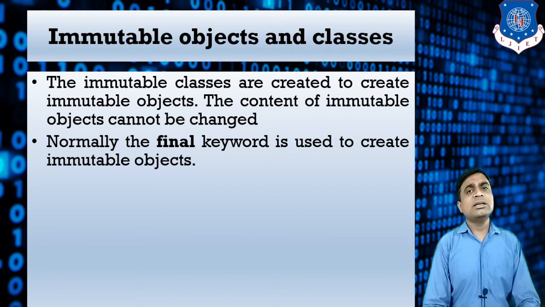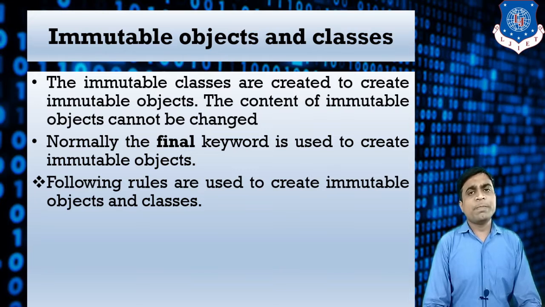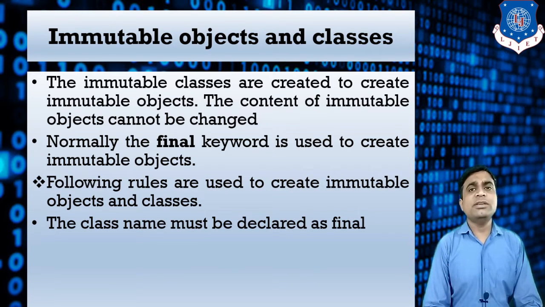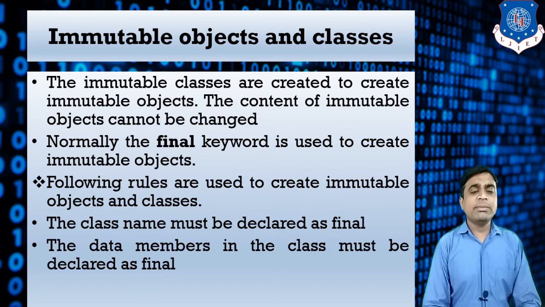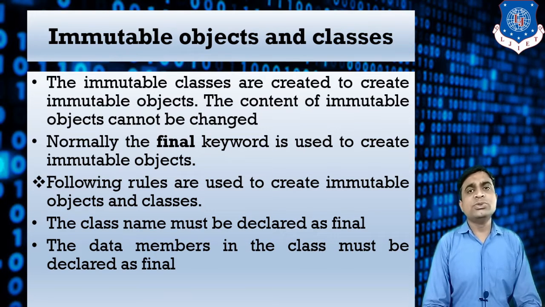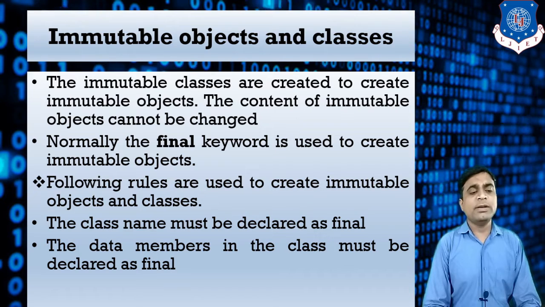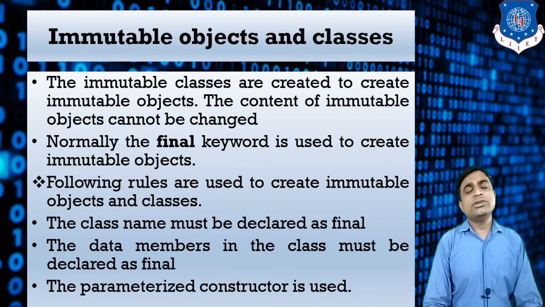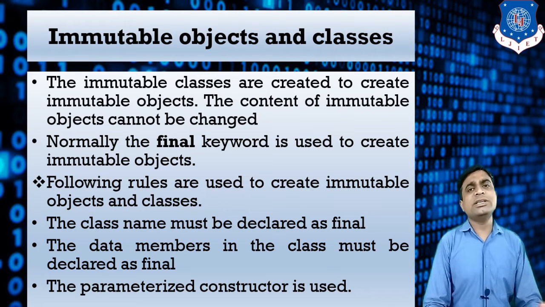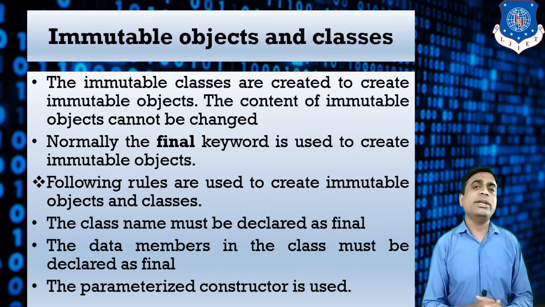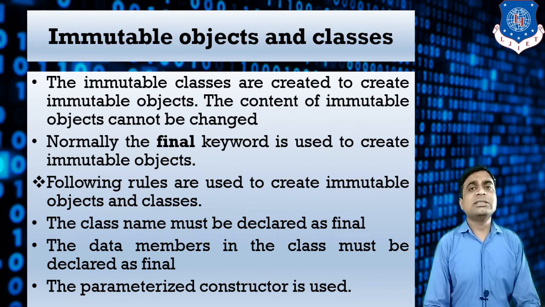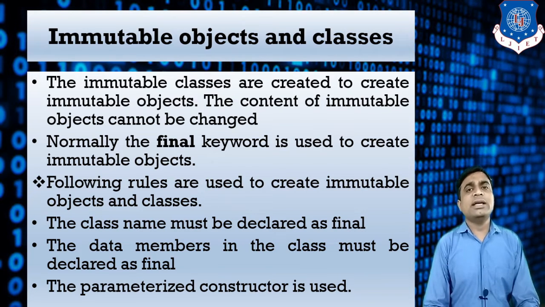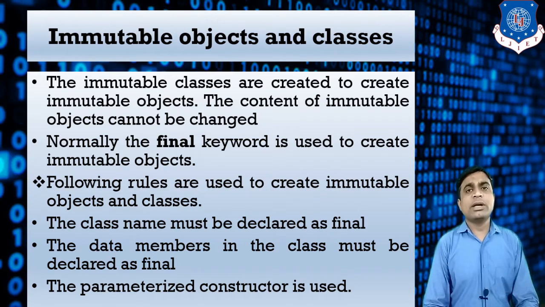But there are some rules to use with the immutable object. First, the class name must be final, then the data member that we use in the class must be a final variable, as well as the parameterized constructor we are using. So using these three rules, we are able to create the immutable class and object. I will also explain this particular example with live programming.